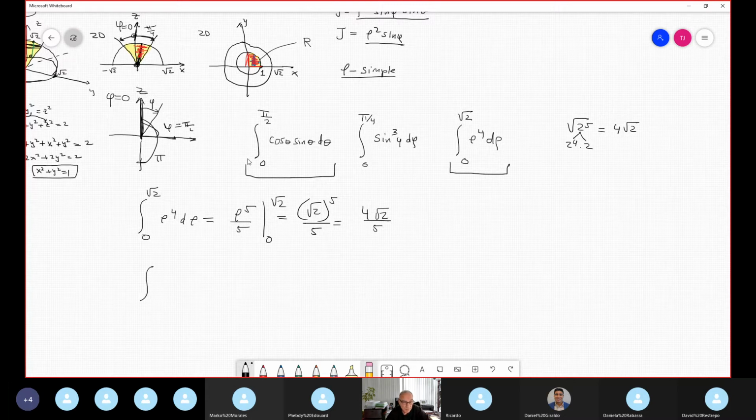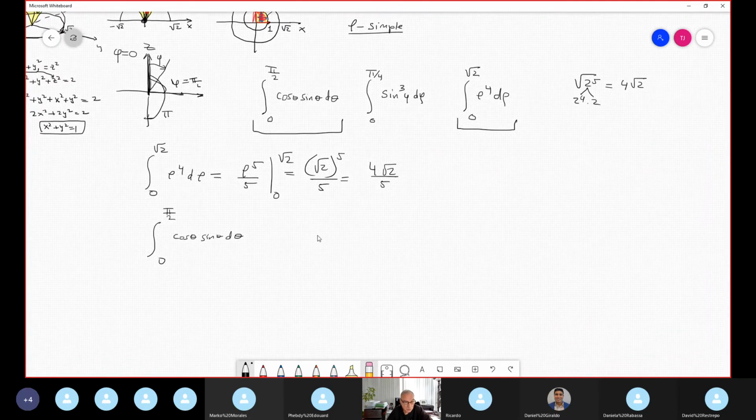Integral from 0 to pi over 2 of cosine theta, sine theta, d theta. Well, thus I can propose you do substitution. For example, suppose that u is sine theta, du is equal to cosine theta d theta. So I convert to another integral in which this is u and this together is du.